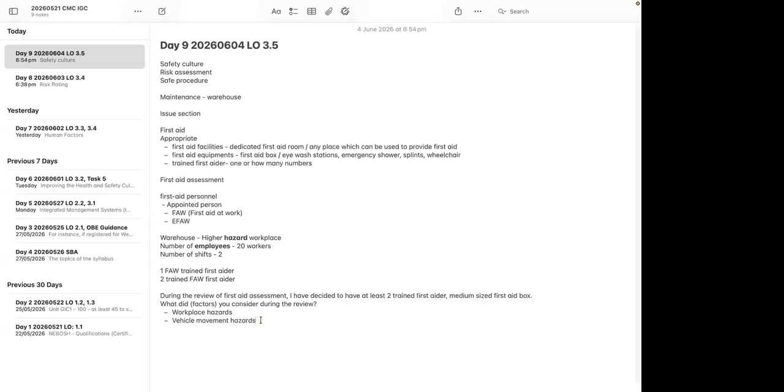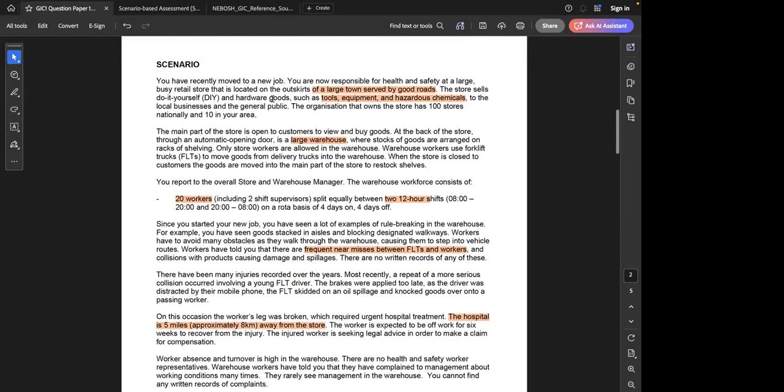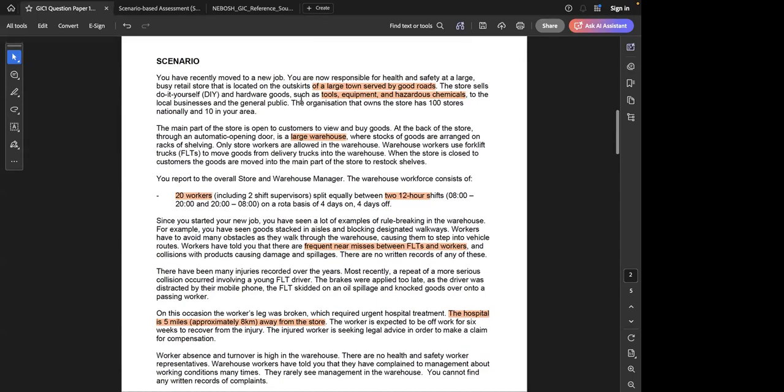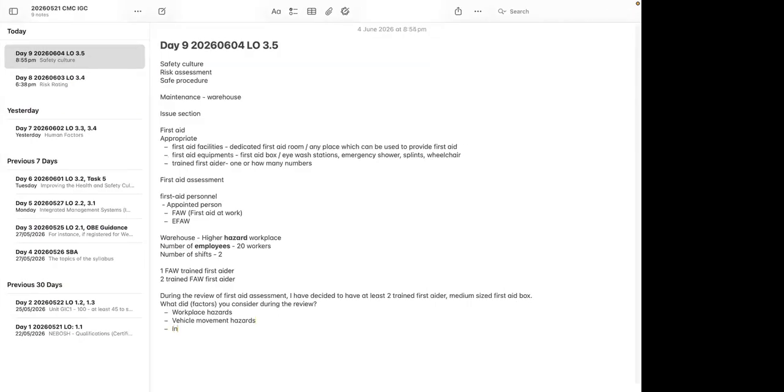Now, other than vehicle movement hazards, you can also talk about, for example, here they are also handling chemicals. See here, do-it-yourself and hardware goods such as tools, equipment, and hazardous chemicals. So when they are shifting the chemicals from the truck to the warehouse or from the warehouse to the store, if accidentally they drop that chemical or if there is a chemical spillage, that also I would be considering. So any incidents or injuries when handling chemicals.